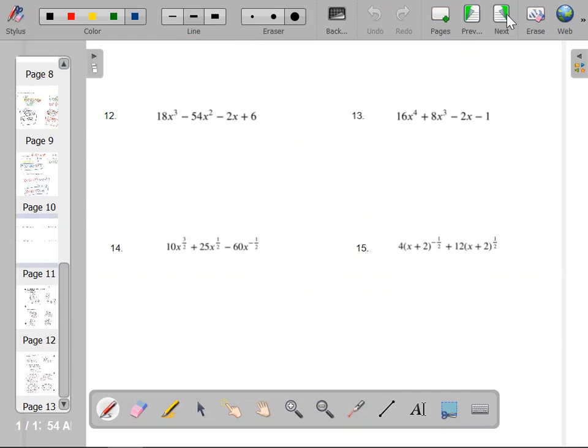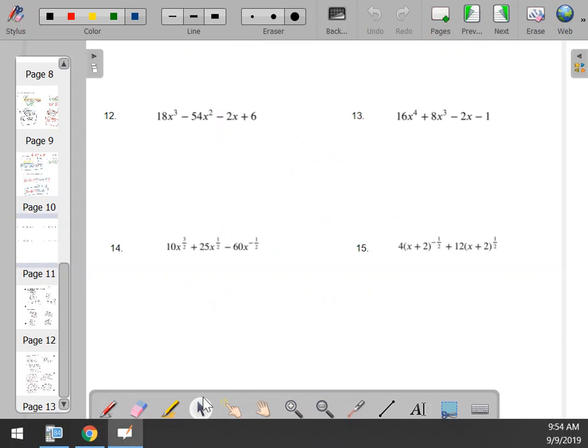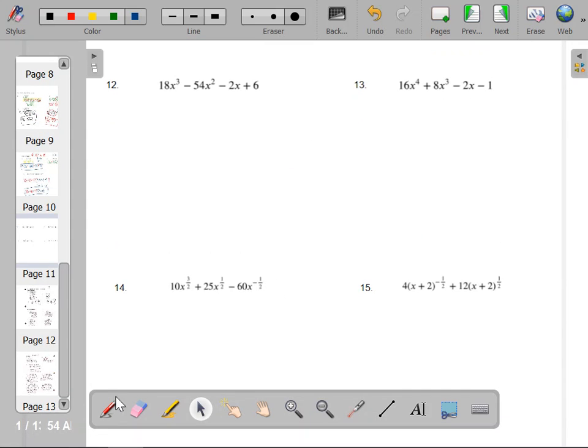A couple more. Let's see, just kind of a free-for-all for factoring. What if I give you 4 terms? If I give you 4 terms, that's factoring by grouping. You still start off with GCF. Oh, they're all even. Bring out a 2: 2 times 9x cubed minus 27x squared minus x plus 3.